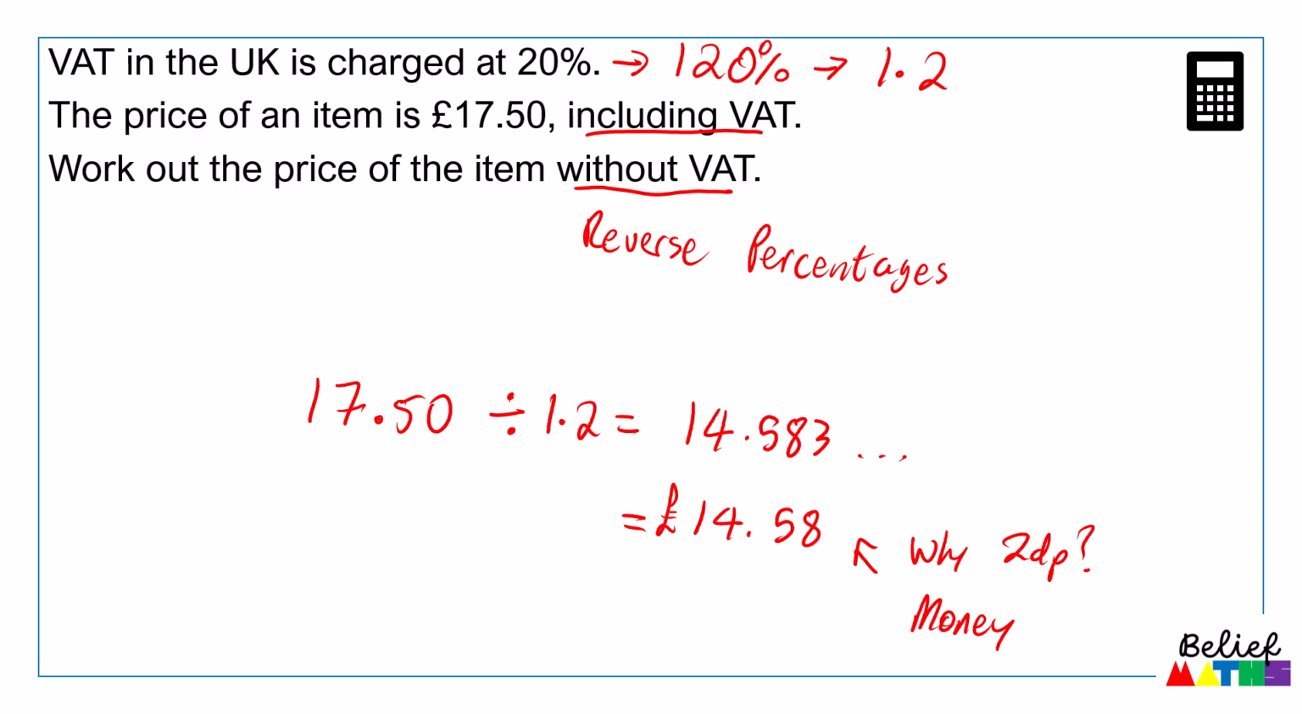Okay, so remember, with our reverse percentages, we do the same thing. We find our normal multiplier, and then we just divide by it to find our original amount.